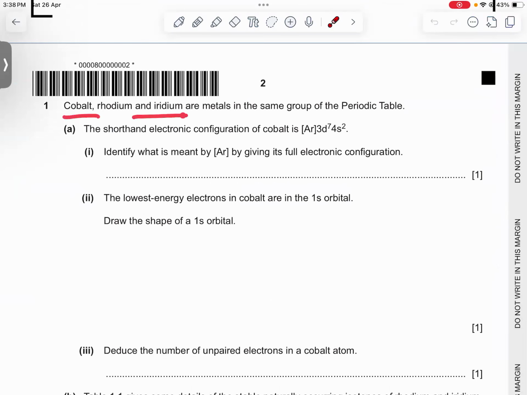Cobalt, rhodium, and iridium are metals in the same group of the periodic table. The shortened electronic configuration of cobalt is [Ar] 3d7 4s2. Identify what is meant by [Ar] by giving its full electronic configuration. So we want to give the electronic configuration of Ar.